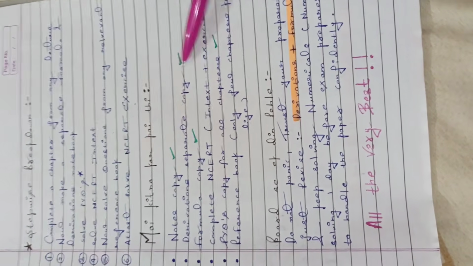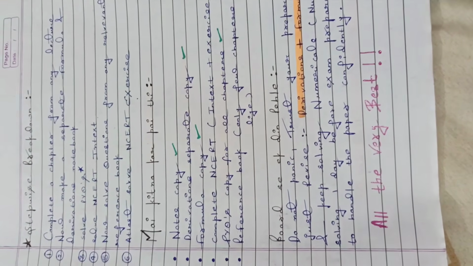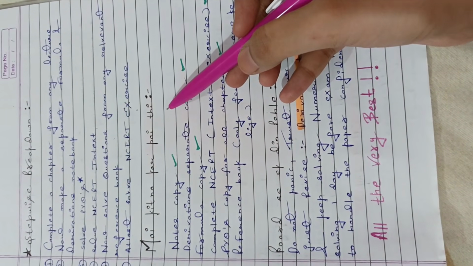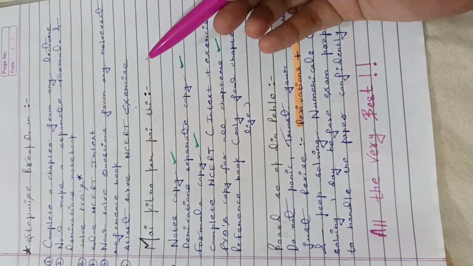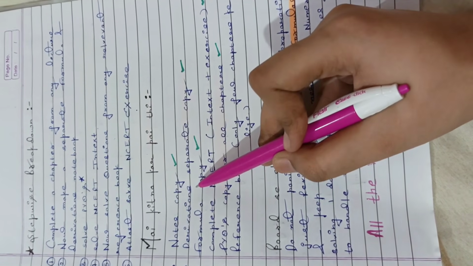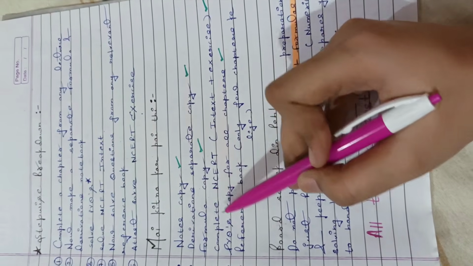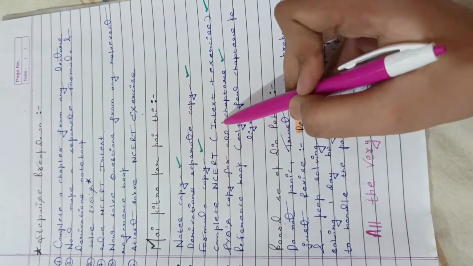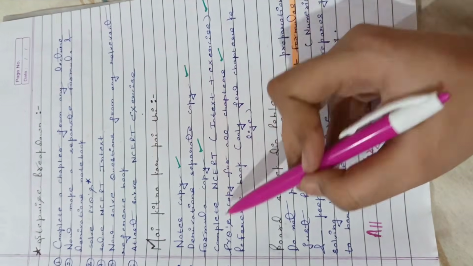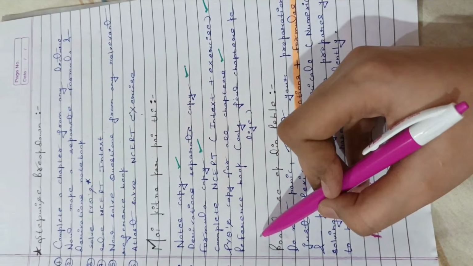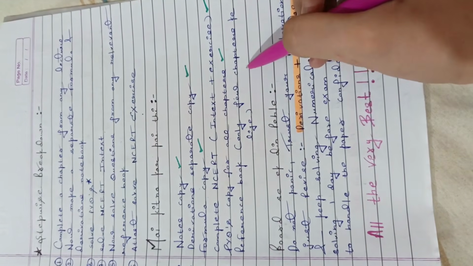Now, how much was I able to do? This is the question: how much was I able to do? I made a notes copy. I had made a separate derivations copy, a formula copy, and completed NCERT. I had solved complete NCERT in-text plus exercise as well. I made PYQs copies for all the chapters. Reference book only for a few chapters.